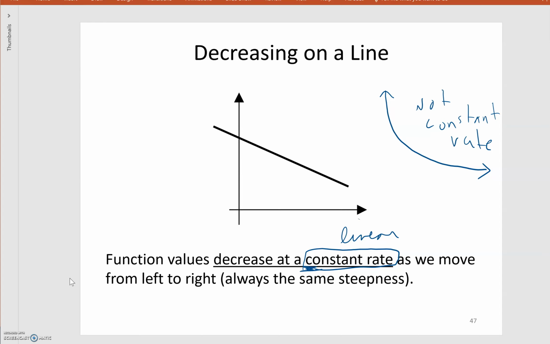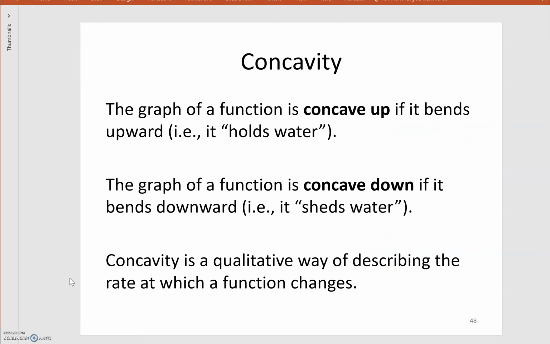more. There's a special name for those, and that sort of behavior is called concavity. So concavity is basically when we're looking at functions that increase or decrease at non-constant rates. They have concavity, they curve, okay? And we have different types of concavity. The first kind is what we call concave up. So concave up means that the function bends upward.